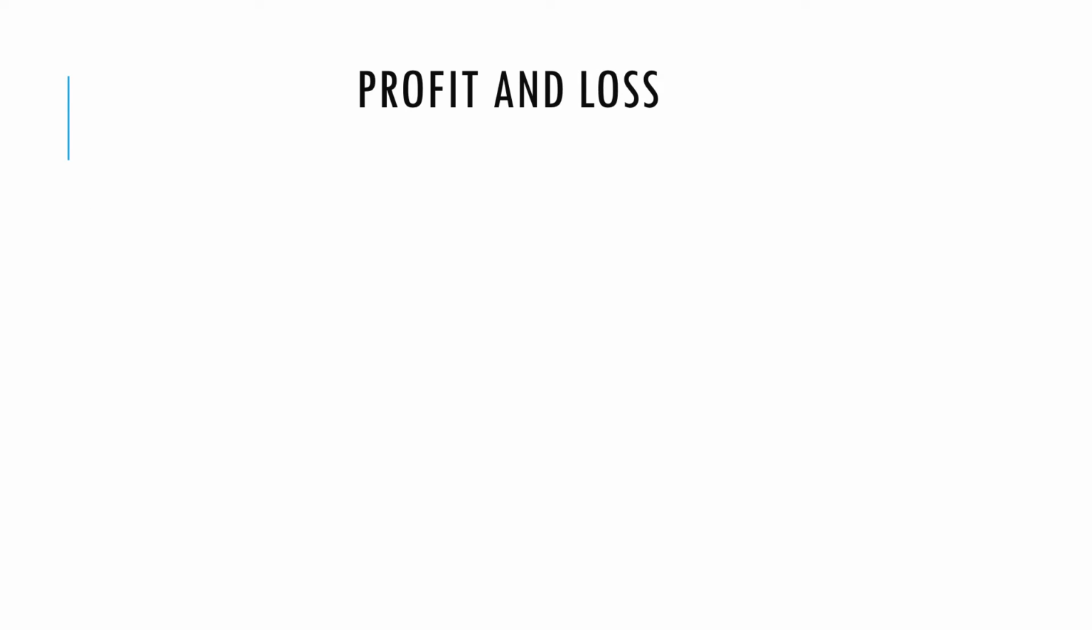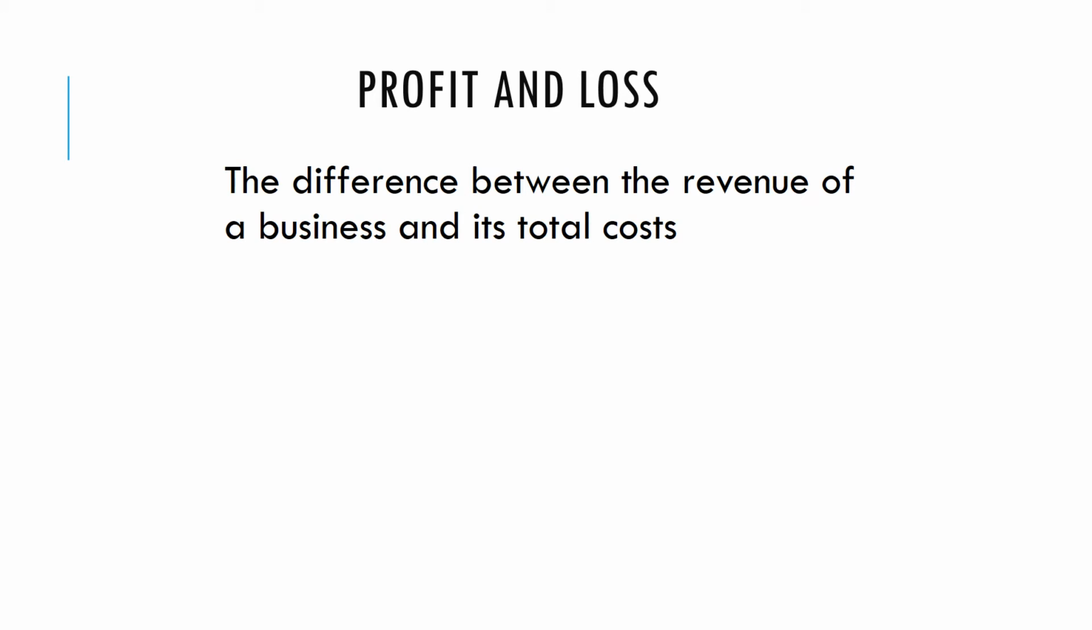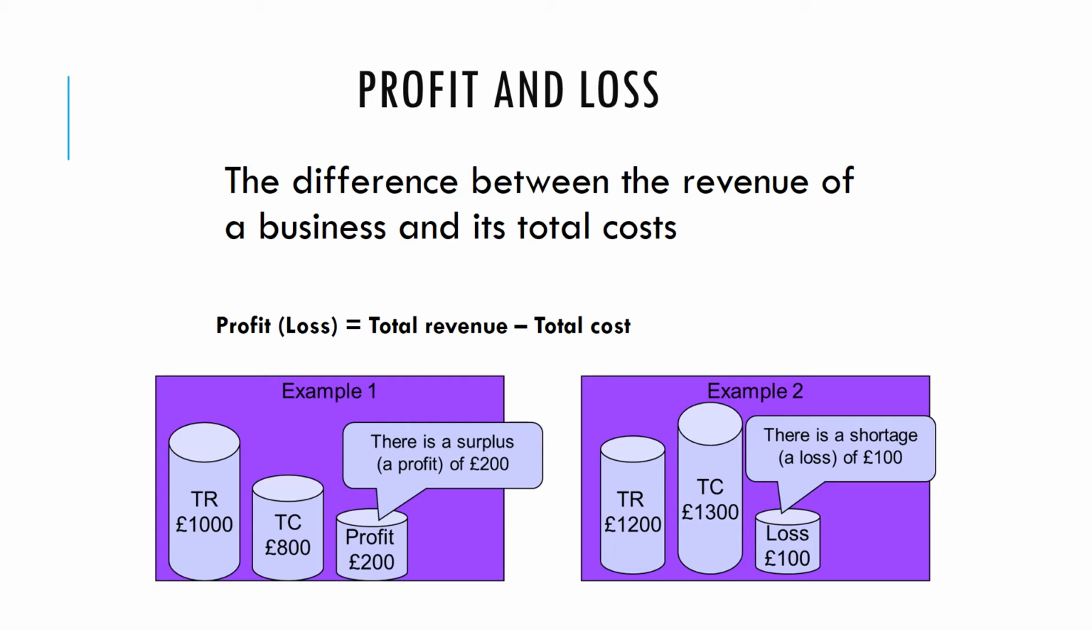So let's start off with a quick reminder of what profit and loss is all about. Profit is the difference between revenues and costs. So total revenue minus total cost. If there's money left over, a surplus, we have a profit. If there's a shortage, then we have a loss.